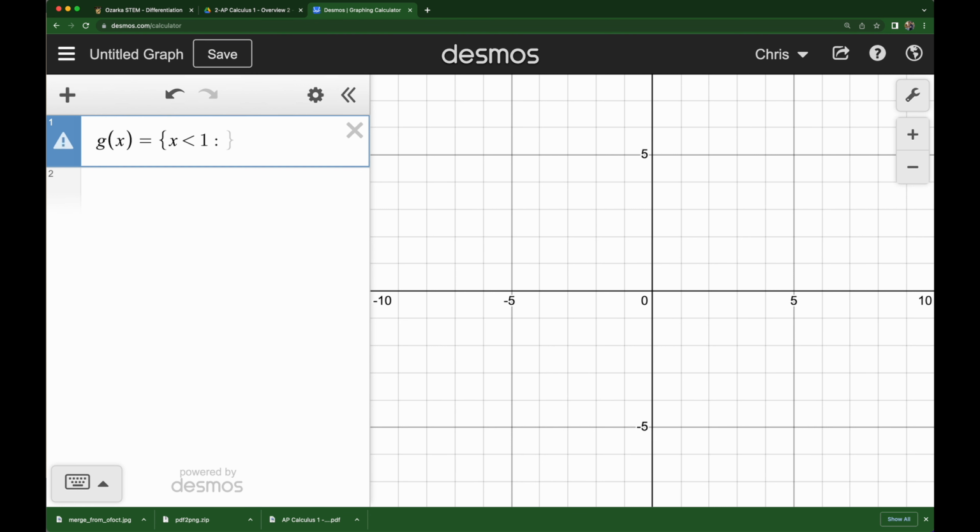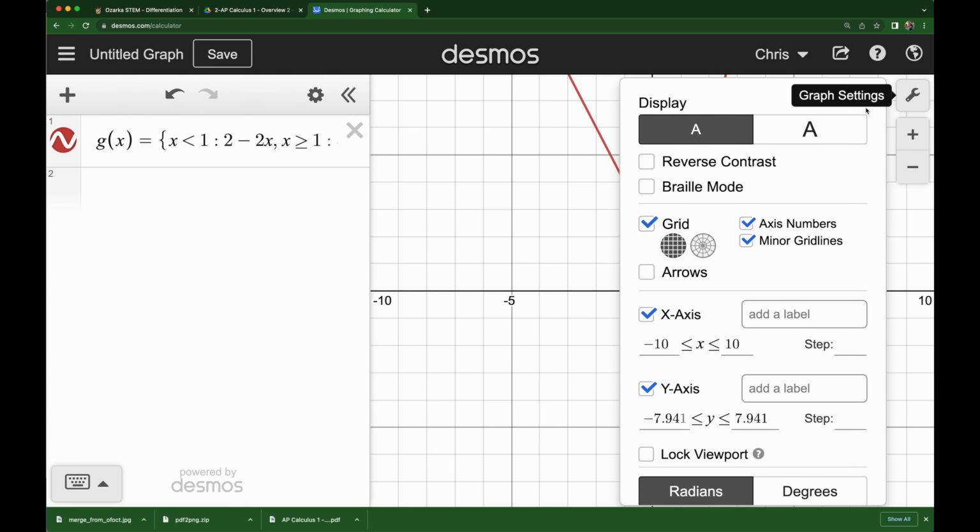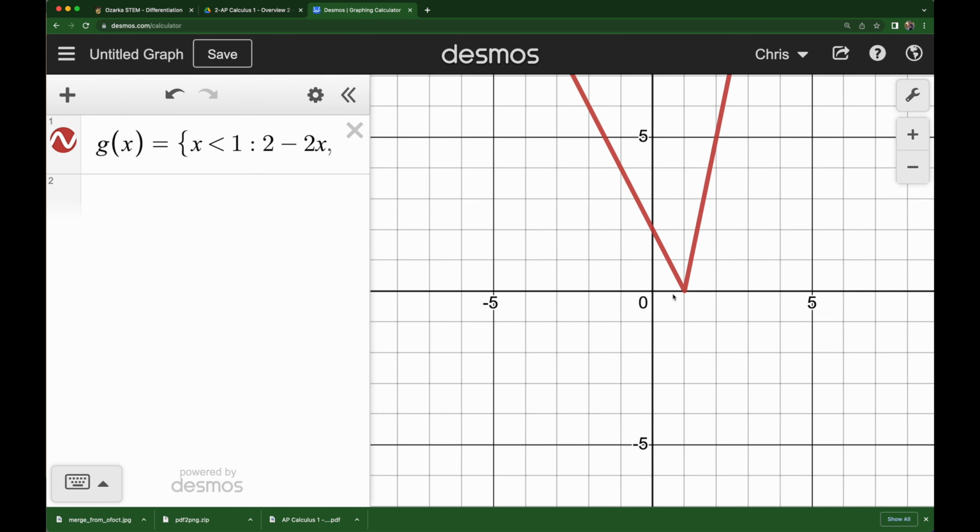And when that is occurring, it's going to be 2 minus 2x. Okay, so that's the first piece. The other piece is going to be x is greater than or equal to 1. And for that, it's going to be 5x minus 5. So one thing that you should see on this, and this brings up a lot of previous topics that we've covered already, so this is pretty awesome, is that it is continuous.